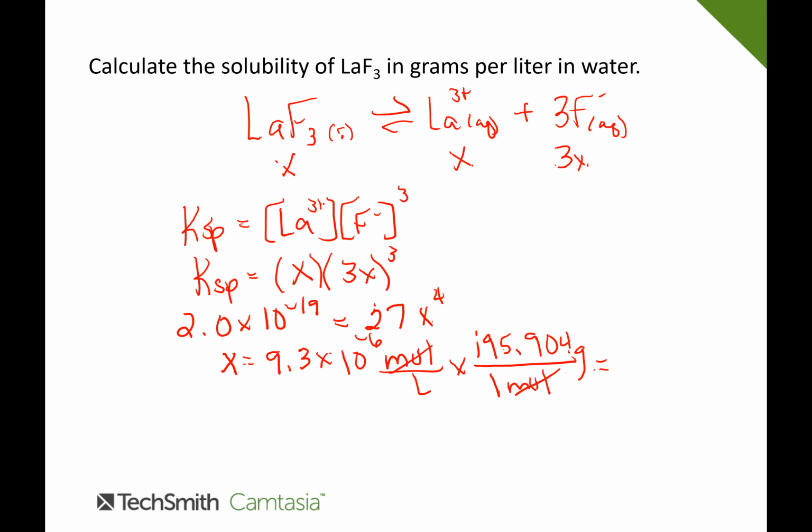So multiply that times the 9.3. And I got 1.8 times 10 to the minus 3rd grams per liter. Okay, so not a whole lot different than what we did before, except this time we found it in grams per liter.